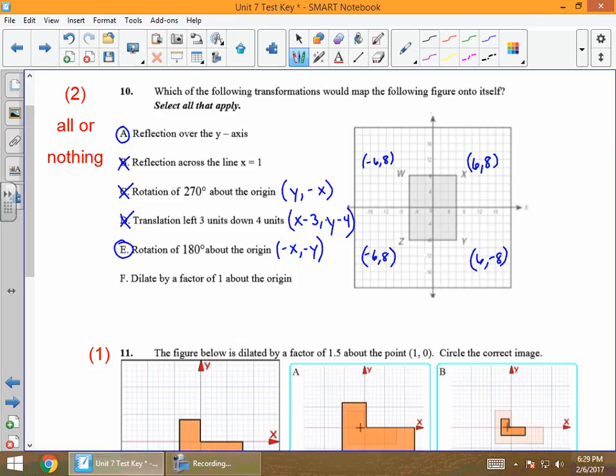And lastly, dilation by a factor of 1 means I have to do 1 times x and 1 times y. And we have said in the past, dilations will never map them onto one another unless it is a dilation of a factor 1, because 1 times anything is itself. So the point 6, 8 will remain the point 6, 8. So yes, A, E, and F will all work. If you have all 3 of them circled, you got 2 points. If you did not have all 3 of them circled, unfortunately, you were left with a 0.